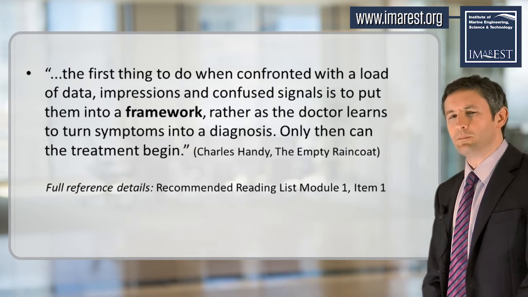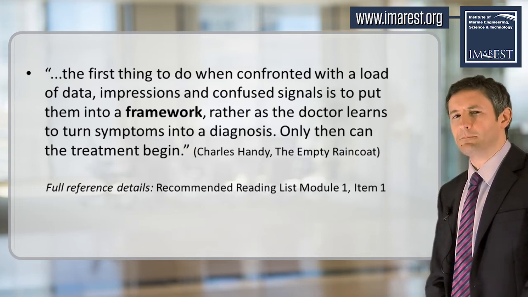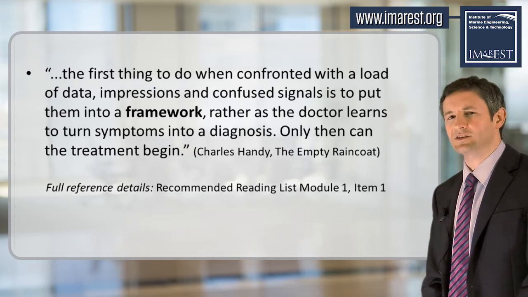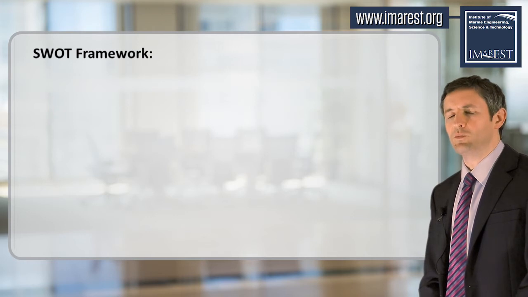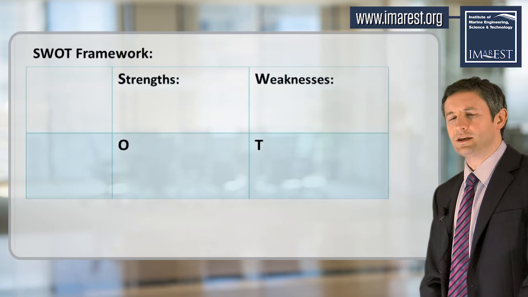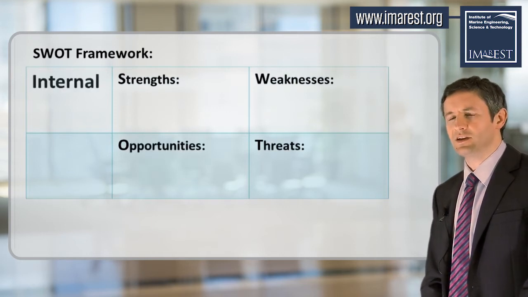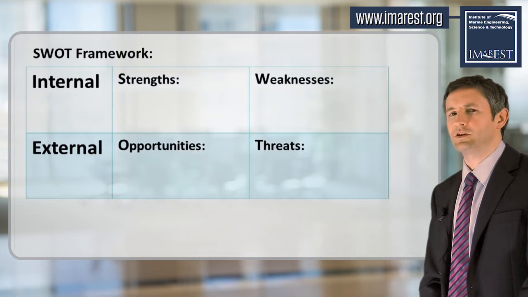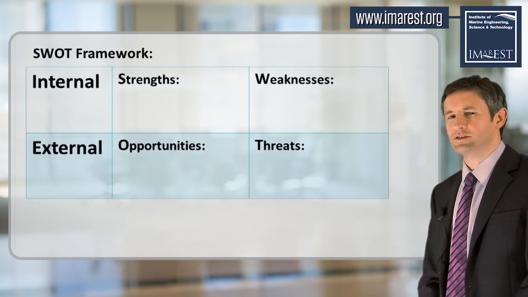And by far the most popular, but as we'll see, not particularly powerful framework that we can use to simultaneously look internally and externally is a SWOT framework, where SWOT is an acronym for strengths, weaknesses, opportunities and threats. So we look internally at the strengths and weaknesses within the business and externally at the opportunities and threats within its external marketplace. And these are commonly used as a very basic starting point in the development of strategy.